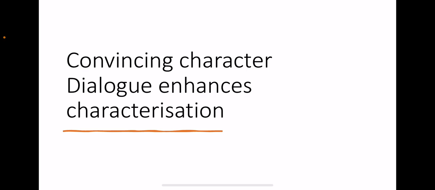Definitely include dialogue in your narrative writing. It doesn't need to be loads, but you can have some snippets of dialogue, and you can include that in your descriptive writing as well. Where we say it enhances characterisation, the dialogue really should give your characters a voice. So think about the words that they use. One example that I saw as part of the course that I went on was where the dialogue was written so that you could hear the accent or hear the way they spoke.